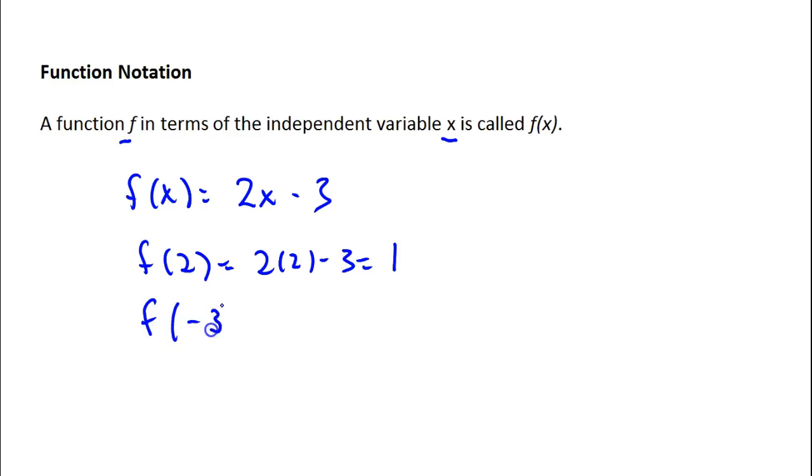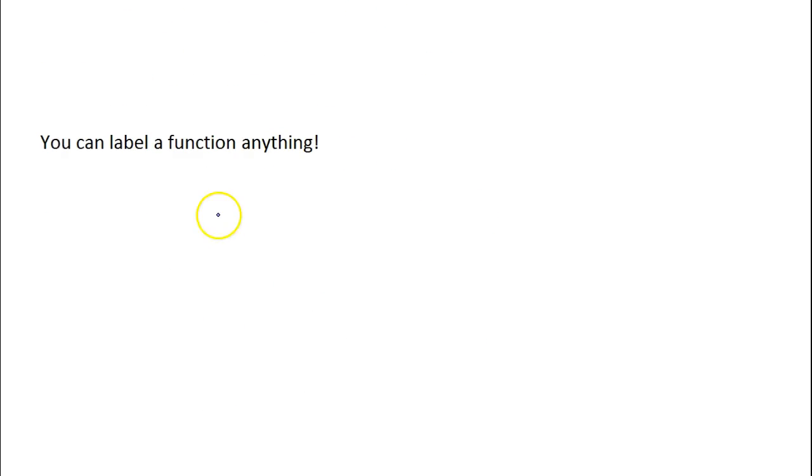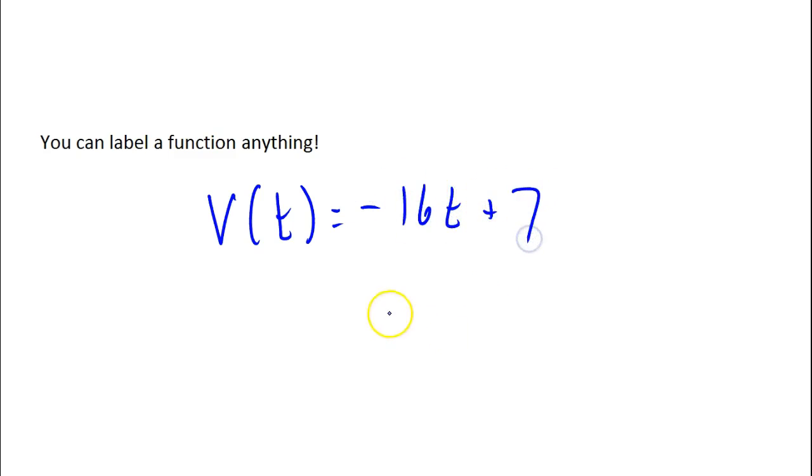f of negative 3 would be 2 times negative 3 minus 3, so that's negative 6 minus 3, which is negative 9. Now, you can label a function anything, so your independent variable can be anything. So I could have, say, v of t is negative 16t plus 7. There's my independent variable, which matches that right there. And this function is the v function in terms of t.